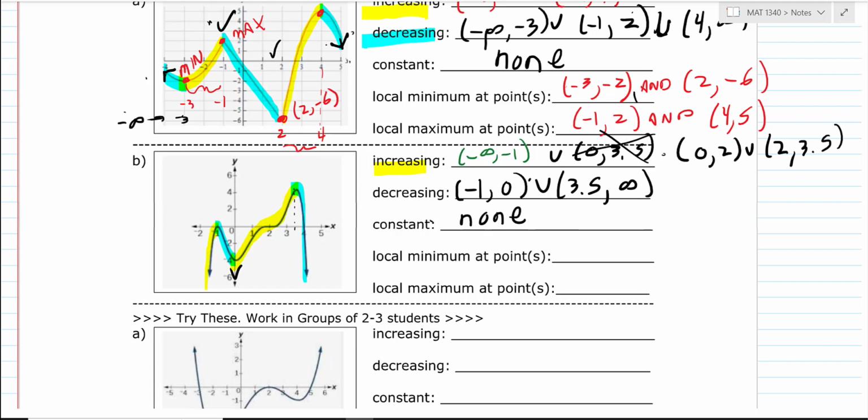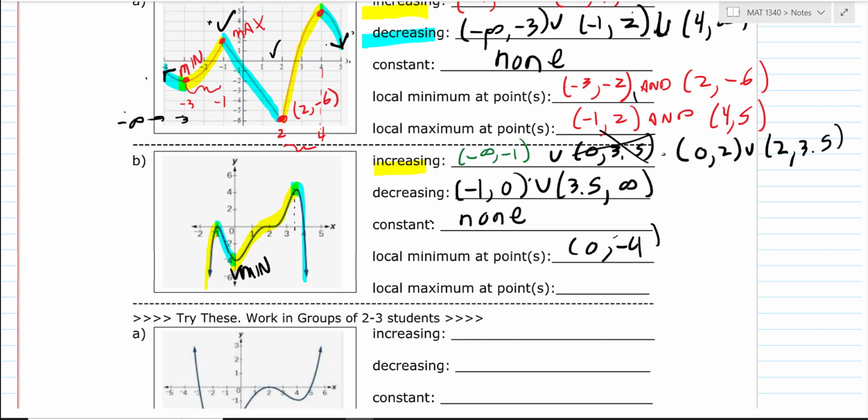How many times does it happen? Once, right there, and that's 0. So that would be (0, -4). So you do have that minimum at (0, -4). Okay, so that's your minimum.